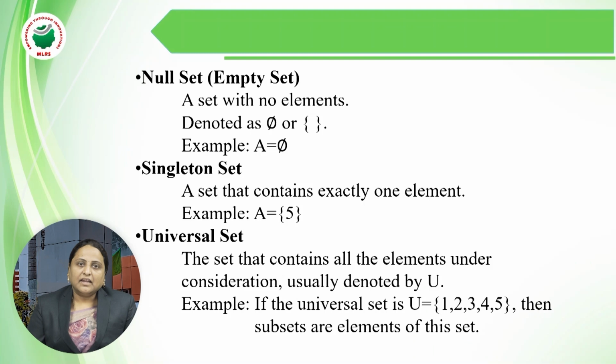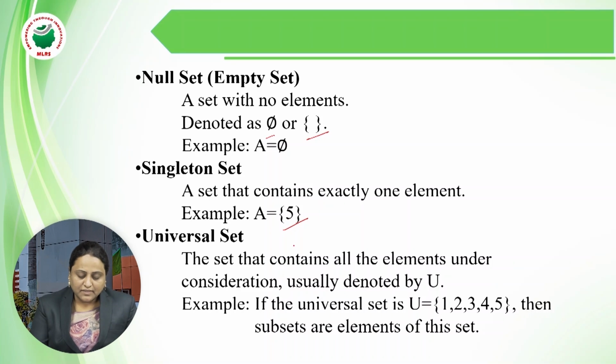The next one is the null set. A set that does not contain any element is known as a null set. It is often represented with the phi symbol, or with empty curly braces, which says that the set is empty and no elements are present in it. The next one is the singleton set. The name itself tells us it is single. A set which contains only one element is known as a singleton set. For example, here A is a set that contains only one element, that is 5.